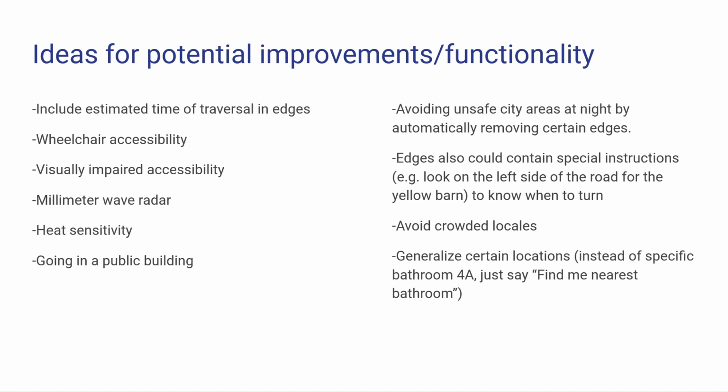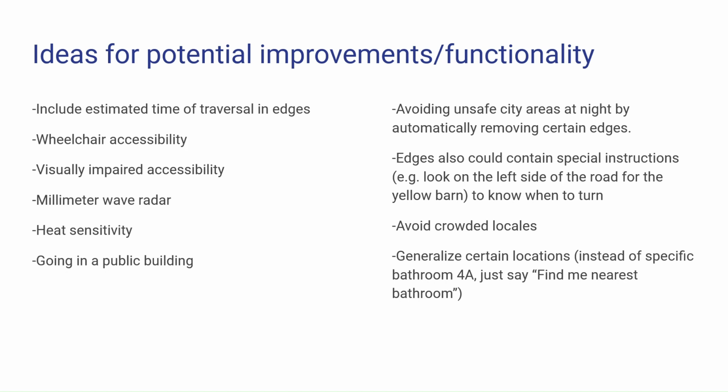Some great ideas for improvement include estimated travel time for each edge, which would allow a total path traversal time to be displayed for going through a building. We could also include whether certain paths are wheelchair accessible, which would allow the pathfinding algorithm to modify a path to have an alternative version which only considers wheelchair accessible edges.